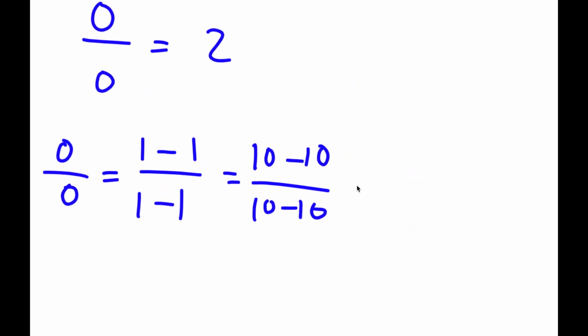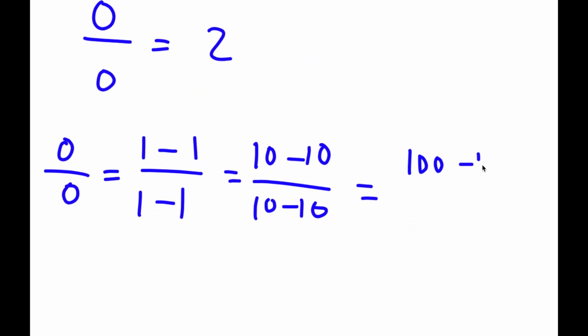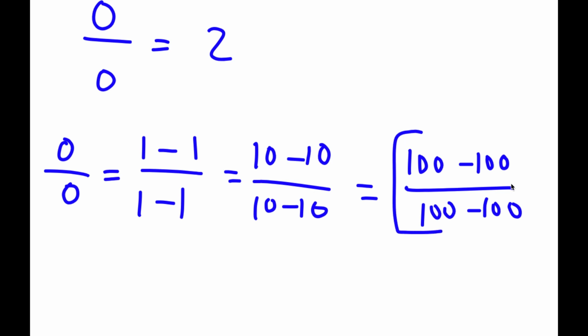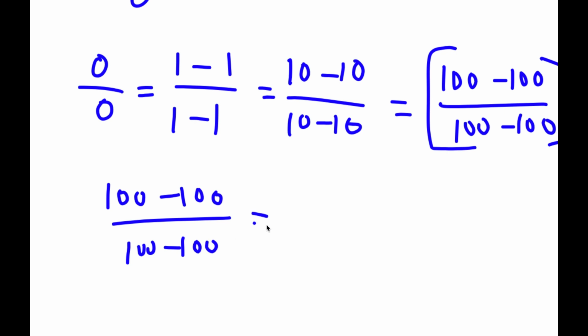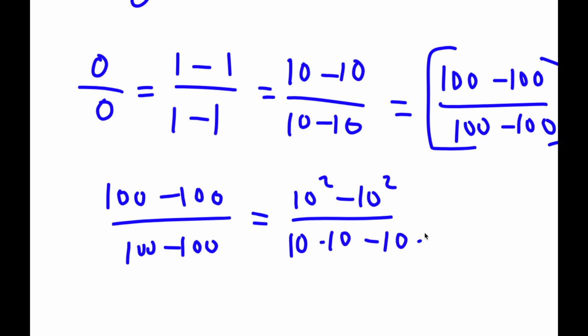And 10 minus 10, this is the same thing as 100 minus 100. So I have 100 minus 100 over 100 minus 100. Now 100, this is the same thing as 10 squared. So 100 minus 100 over 100 minus 100, this is the same thing as 10 squared minus 10 squared over, instead of writing this as 10 squared minus 10 squared again for the denominator, I'm instead going to write this as 10 times 10, which is the same thing as 10 squared.